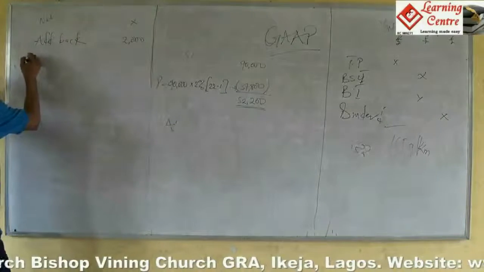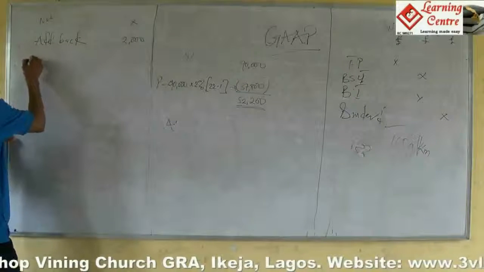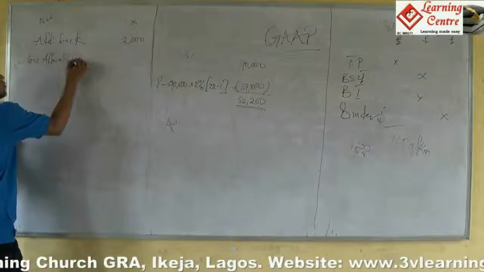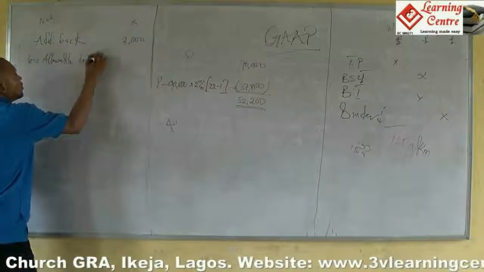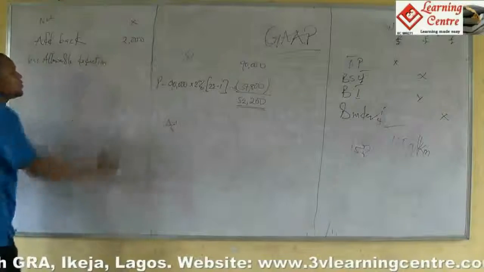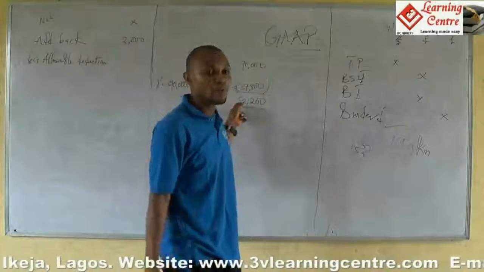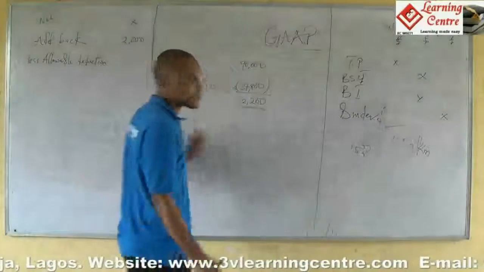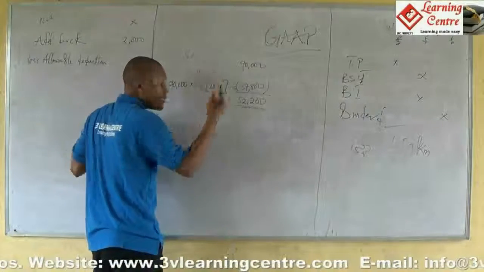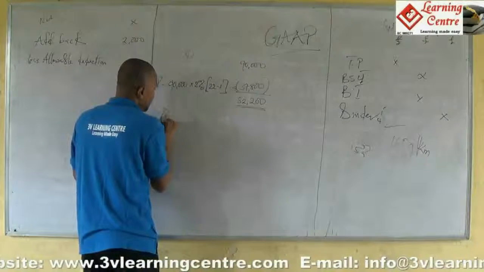Then we have to deduct allowable deductions. Less allowable deduction. Now, for us to get this, we need to determine something. This is for a period of how many years? 22 years. So we need to get it for 1 year. That will be the premium assessment.